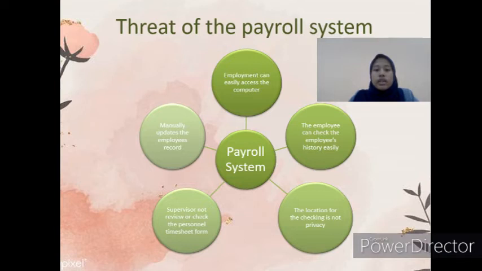Third, the supervisor does not review or check the personal timesheet form. This situation can make fraud. If the supervisor is not checking the sheet, the employee can easily rewrite the time, such as increasing the time so they will get more wages. This can make the company incur more expenses because the company has to pay more wages than the production.